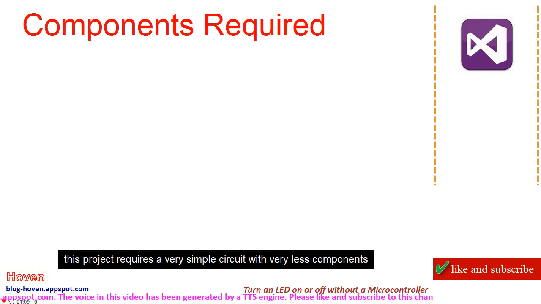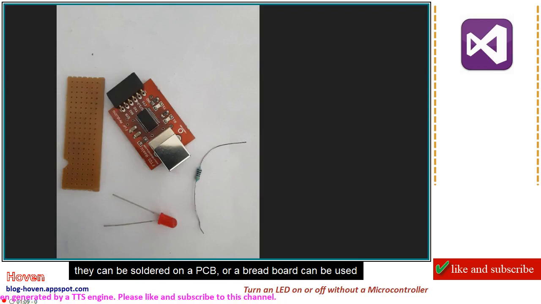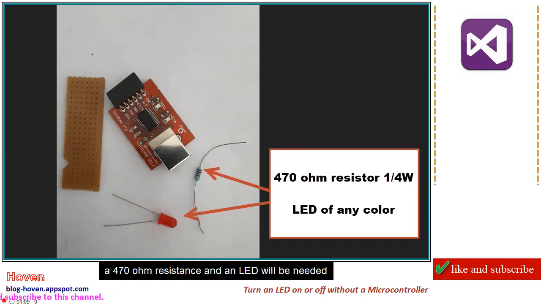This project requires a very simple circuit with very few components. They can be soldered on a PCB, or a breadboard can be used. We have used a general-purpose PCB, a 470 ohm resistor, and an LED will be needed.